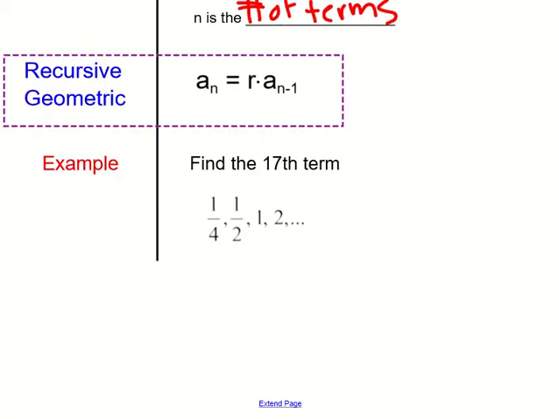But in a case like this example, we have 1/4, 1/2, 1, and 2. It wants us to find the 17th term. We can't use recursive geometric because we don't have the 16th term. So what we need to do is we want our 17th term. Our first term is 1/4. We're going to multiply that by our ratio, and then it's going to be to the 17 minus 1.